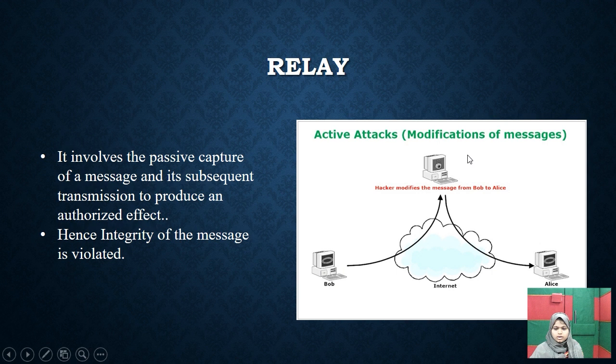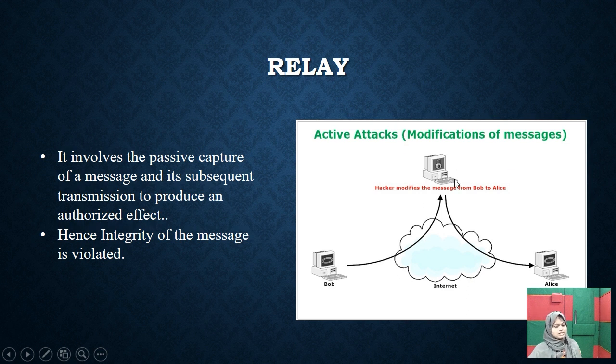But the third person, the hacker, captures the message which is being sent by Bob. It modifies the message, and that modified message is sent to Alice. Suppose Bob wanted to send that the meeting is at 5 p.m. But what has the attacker done? The hacker has modified the message. Instead of 5 p.m., he says that the meeting is at 10 p.m. And then that modified message is sent to Alice.